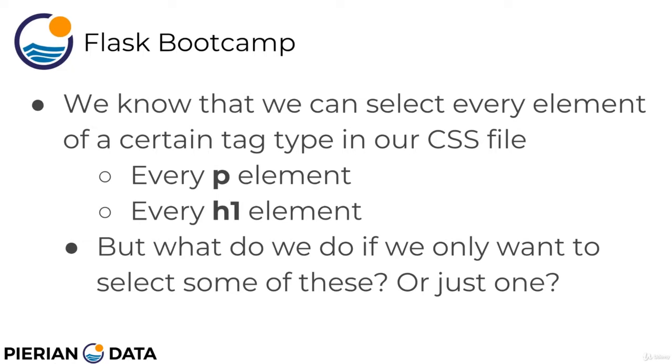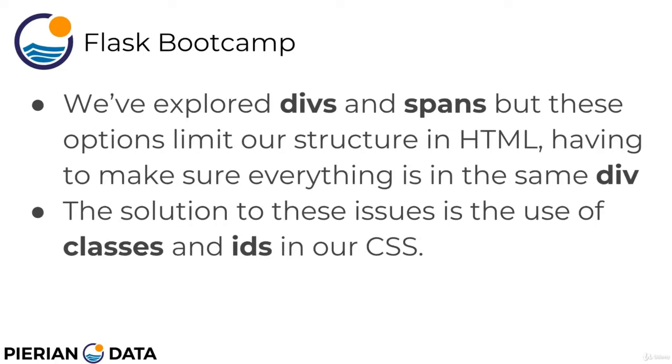But what do we do if we only want to select some of these? Maybe I don't want to stylize every single paragraph element, I only want to stylize one or two. Or maybe I just want to specify I want to only stylize a single heading 1 element. Well, we've already explored how we can use divs and spans, but these options limit our structure in the HTML. If we wanted to only stylize a few paragraph items, we'd have to make sure that they're all within the same div, and that may not work for us.